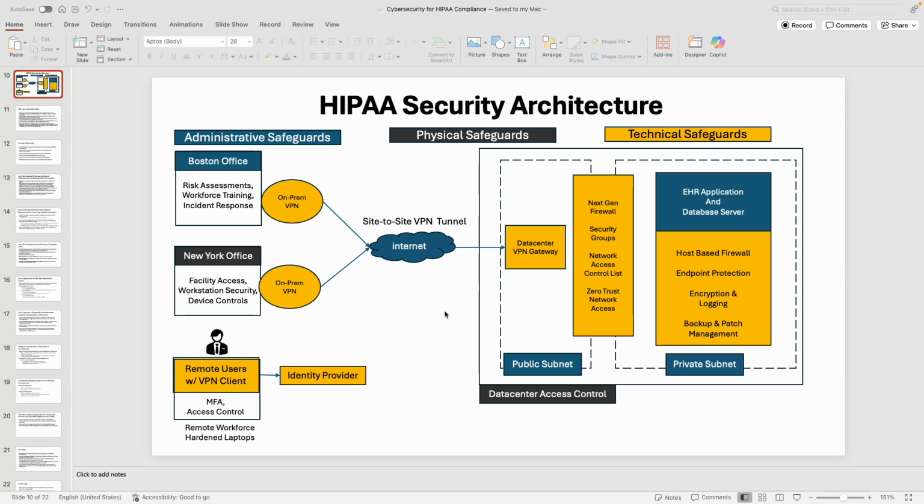Some recommendations that I may have for the organization here is to apply more segregation or segmentation for your private subnet. We may want to separate our application server as well as database server. That just provides better security. But that's probably one of the recommendations that I'll provide here.